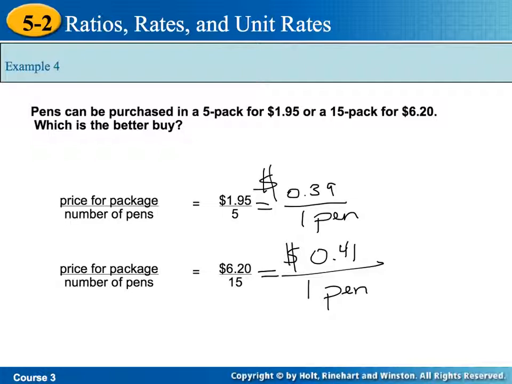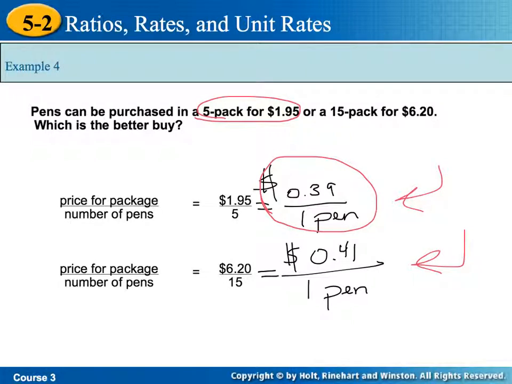So you can either buy $1.95 for 5 pens or $6.20 for 15 pens. Which one's the better buy? Well, this is 39 cents per pen. This is 41 cents per pen. It's always smarter to buy cheaper. So the better buy would be that smaller package, your 5-pack for $1.95. You figure out which is the better buy, and the better buy is the cheaper one. Okay. Let's try one on your own.